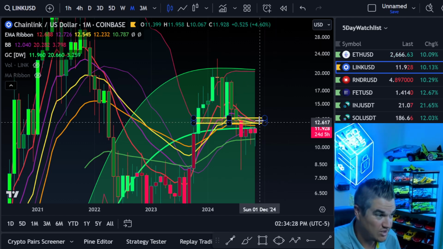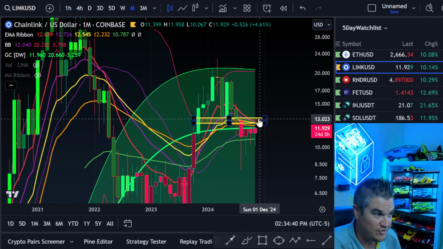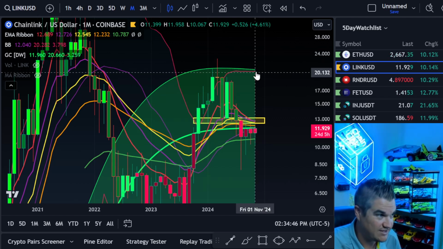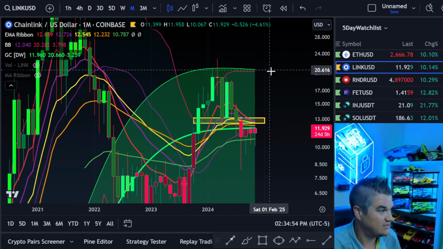On the monthly, right? $13. Remember that number. That gets us above all monthly moving averages. That gets us above the median Gaussian channel on the monthly. I would be looking for 13 to next target of 20, like the top of the Gaussian, the top of the Bollinger Band. It's right there. That's the next target. $20. 13 to 20. All right.